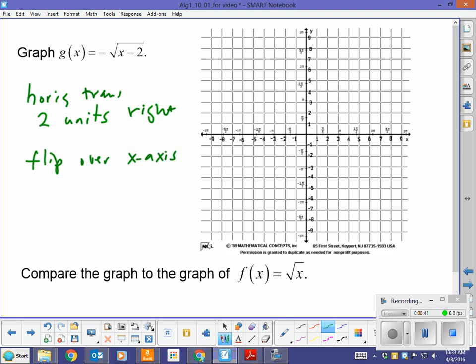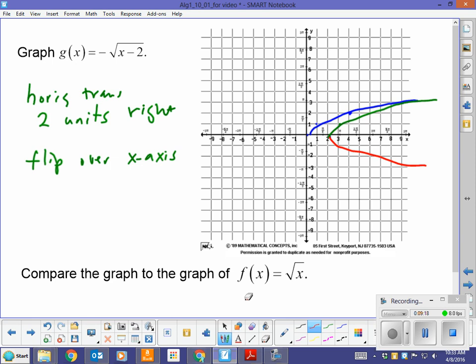Okay, so again, let's sketch in that first graph here. 1, 1, 4, 2, 9, 3. Okay, so we're going to shift it 2 units to the right. So it's going to look like this. It looks something like that. And then we're going to flip it over the x-axis. So now it's actually going to be down here. Something like that.